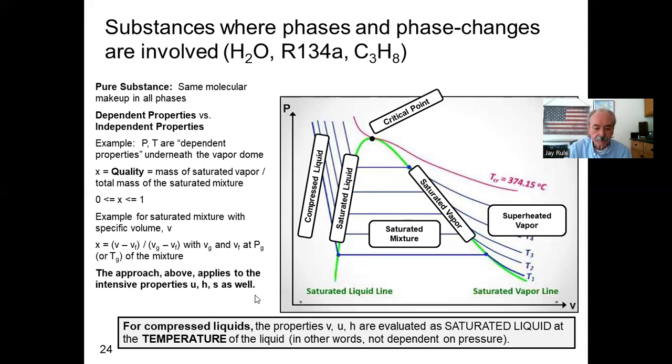How do I solve problems? One of the big problem solvers was X, quality. Whenever your state is underneath the vapor dome, you're dealing with X, the quality. And this slide reminds you, how did I calculate quality? It's a ratio of where you're at divided by the total distance, let's say delta V from VG to VF, VG minus VF. That's the denominator part of your quality expression.